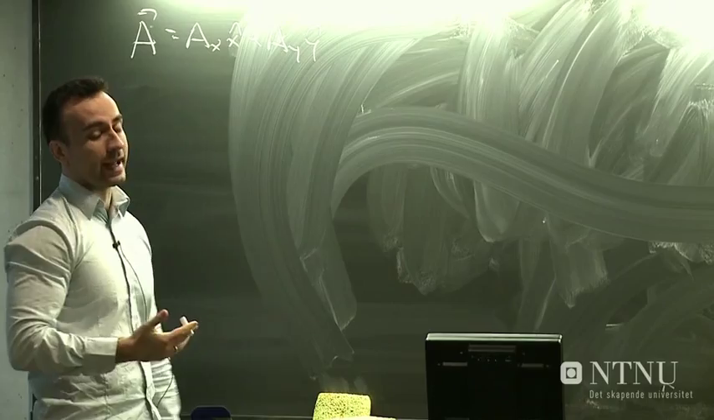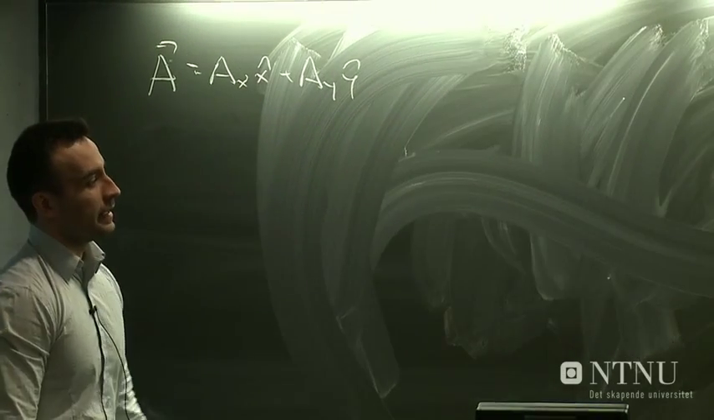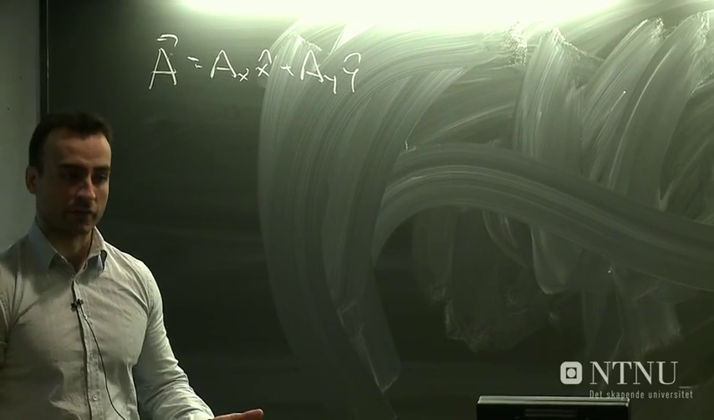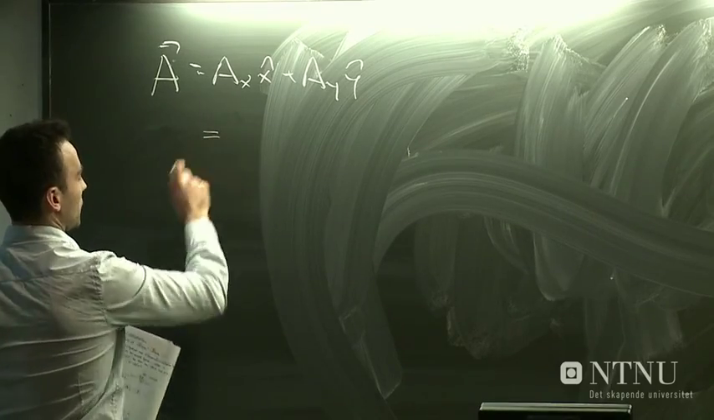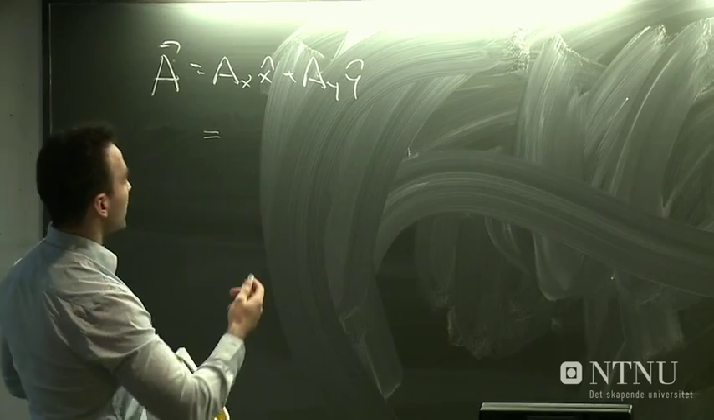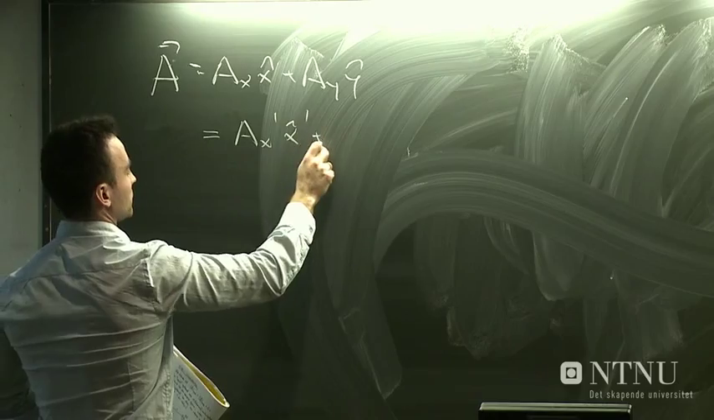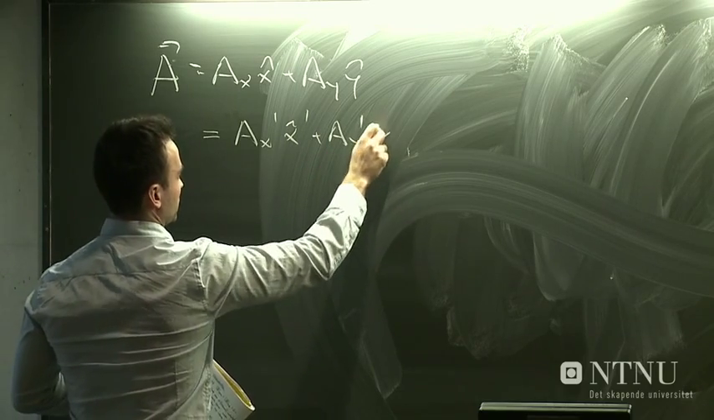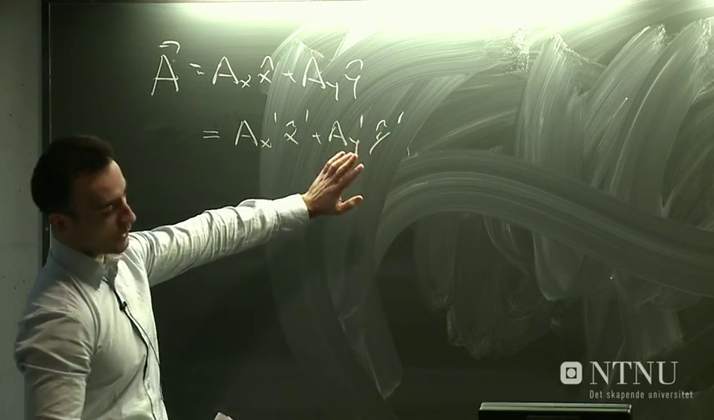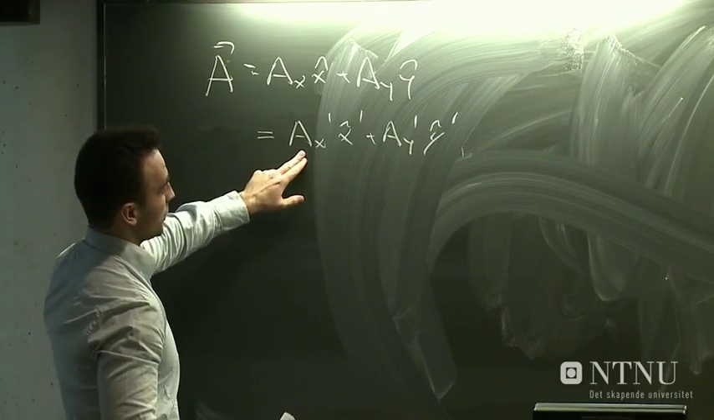So let's say we have some vector A, which in a stationary system can be written like this. Now, any vector can be represented in any coordinate system. So let's say we have a rotating coordinate system, a primed system, where the same vector can be written like this, expressed now in terms of the axes of the rotating coordinate system, and also new components as well.